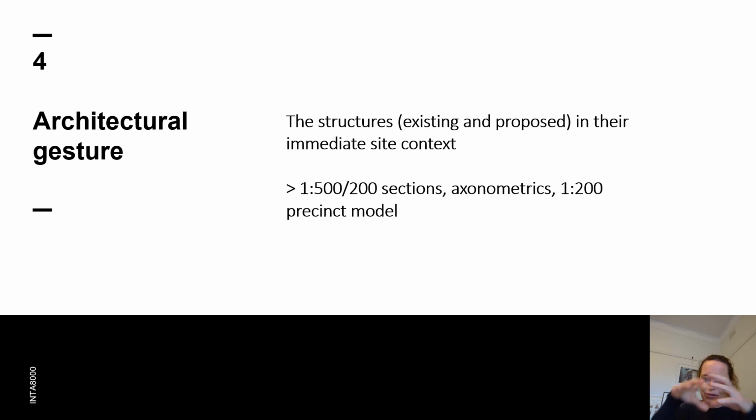We then step down from the broad master plan to the architectural gesture, and these overlap a little bit. So how do the structures, both existing and proposed, fit within their immediate site context? For this, we suggest you might explore 1 to 500 or 200 sections. Again, axonometrics that might show the existing building and proposed additions plus surrounding landscape. A 1 to 200 precinct model, similar to what you did at the end of DP7.